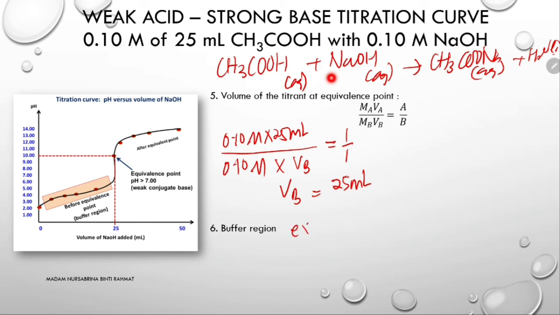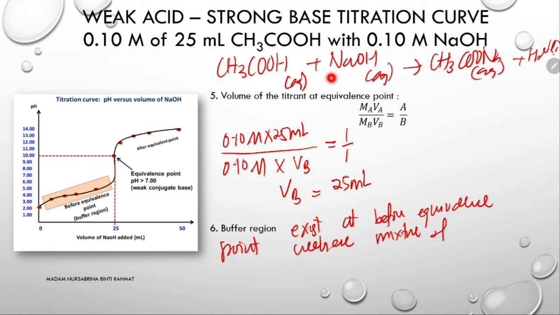And the buffer region exists before the equivalence point, where a mixture of weak acid and basic salt is present. Because the basic salt consists of the conjugate base of your weak acid, it can work as a buffer component. So that's why the buffer region exists before the equivalence point, as we labeled here.